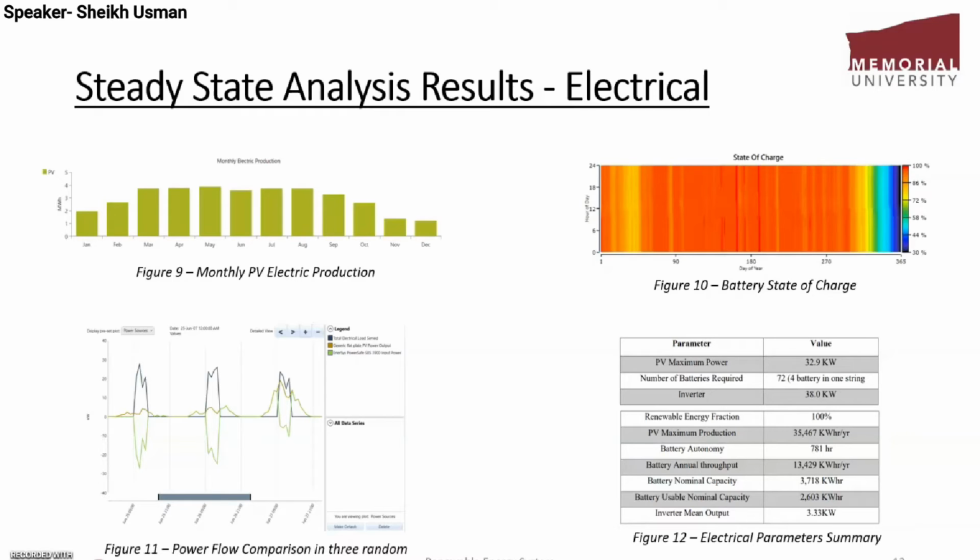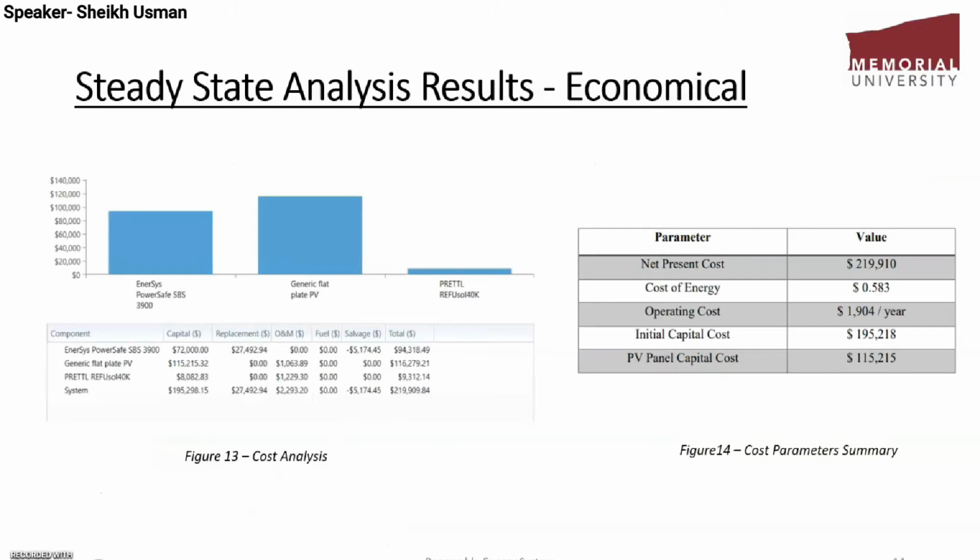The next one is the economical analysis, which is about the cost analysis and the cost parameter summary. As you can see, the major cost of this whole system turns out to be the batteries themselves, contributing around 50% of the cost of the system. Overall, we have a net present cost of $219,000, whereas the cost of energy turns out to be just $0.58, and the operating cost is $1,904 per year. So overall, there is a high initial cost, but over time it will be recovered because of the free energy from the renewable energy sources.